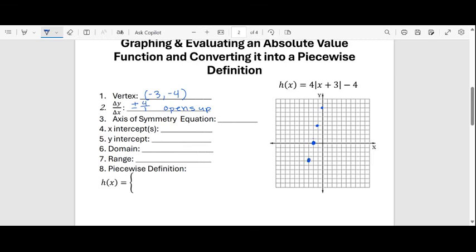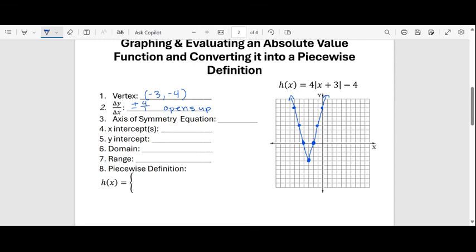This should be a V-shaped graph. It's V-shaped because it's absolute value. So I'm going to make a mirror image for my vertex. I'll go up 4 to the left 1, up 4 to the left 1, up 4 to the left 1. Then I can draw in my lines and my arrows. You can see on this one, my left side has a negative slope and my right side has a positive slope. So just keep that in mind for this one. It's a little different than the last one.